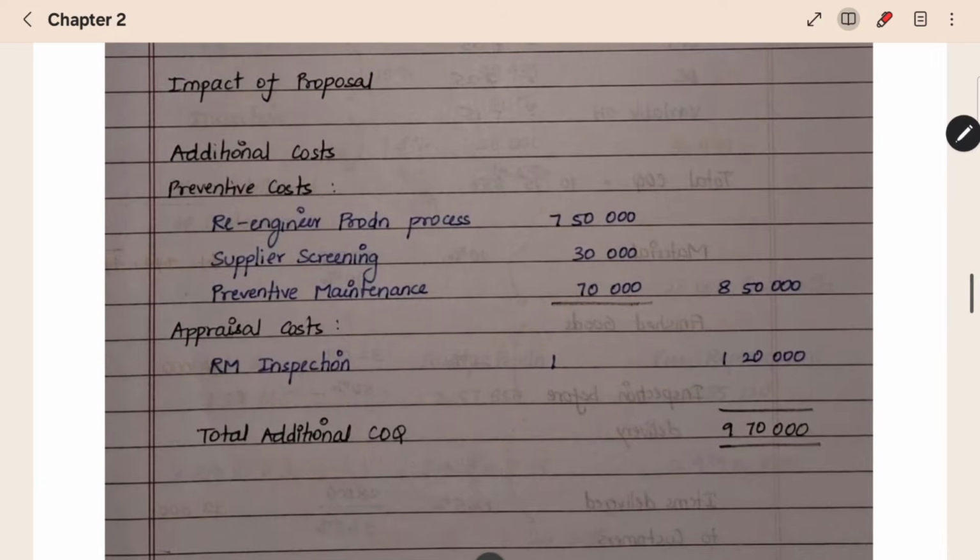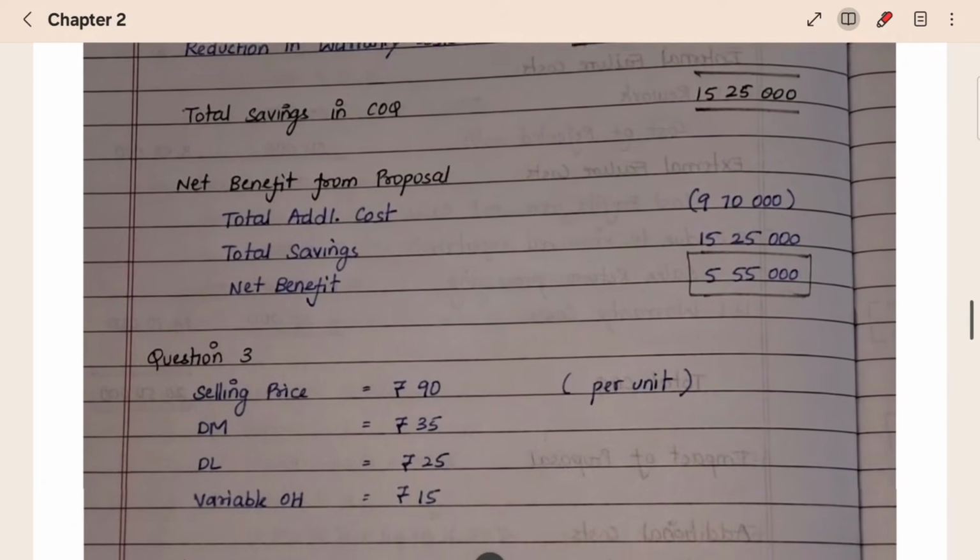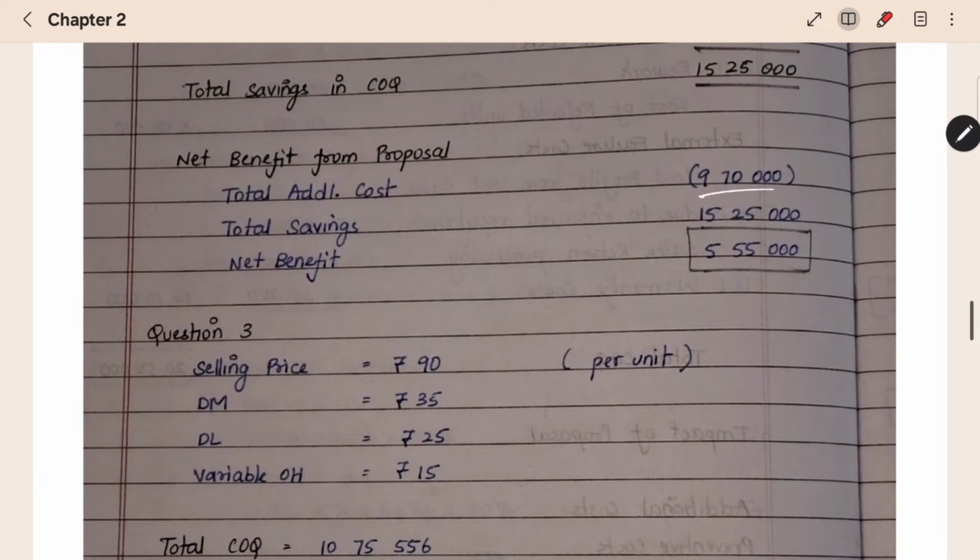This is the additional cost which we are incurring. This is the savings which we are getting. This is the net benefit from the proposal. Total additional cost, total savings, this is the net benefit. This is the answer for the second question.